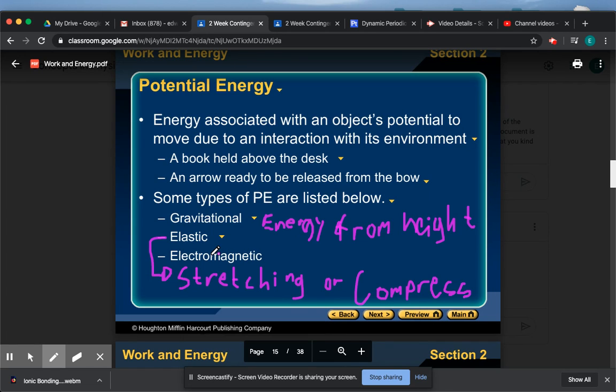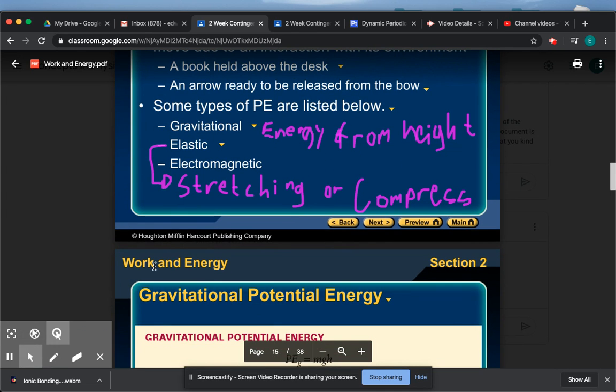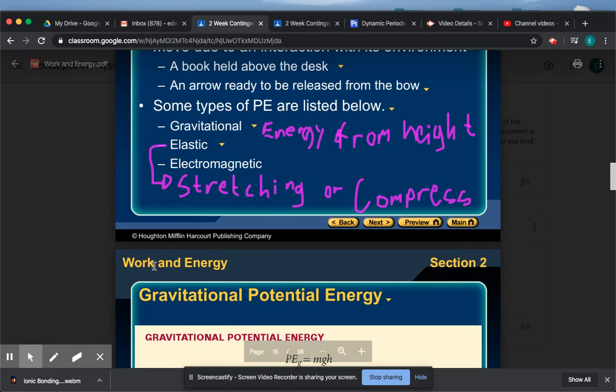Electromagnetic is things like magnets. You can have potential energy stored in those types of energy, like electricity is a potential energy that we can get out. So that's gravitational, then you have elastic, and then you have electromagnetic.